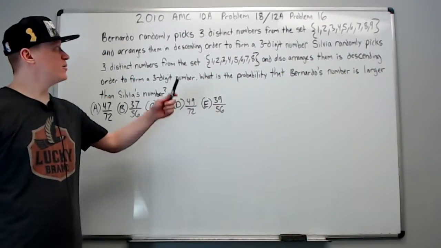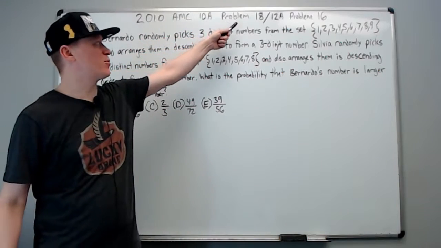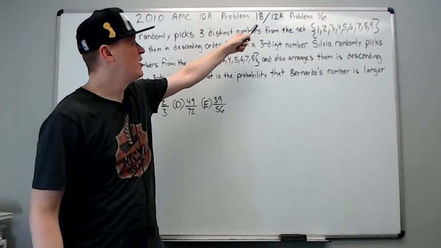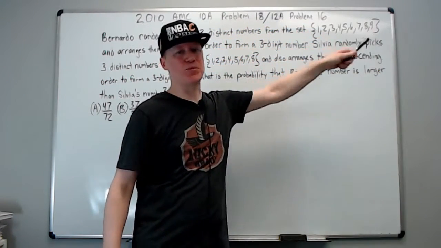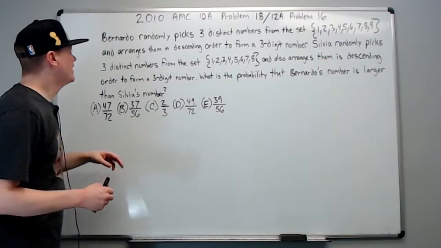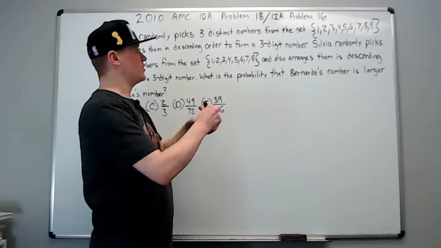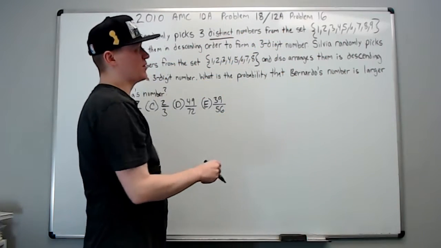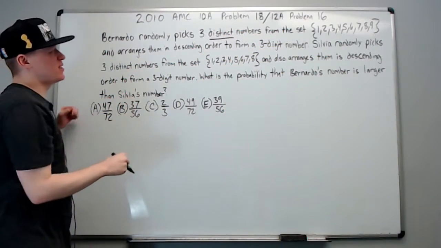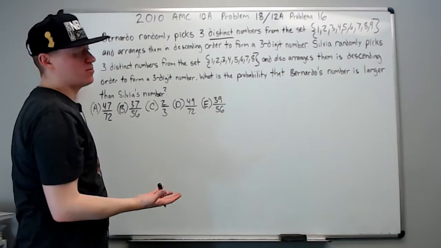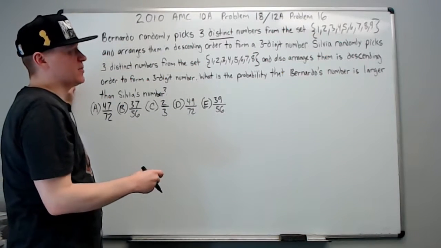Okay, continuing on with the 2010 10A problem number 18, which was also the 12A problem 16. Bernardo randomly picks 3 distinct numbers from the set 1 through 9 and arranges them in descending order to form a 3-digit number. Not so bad so far.